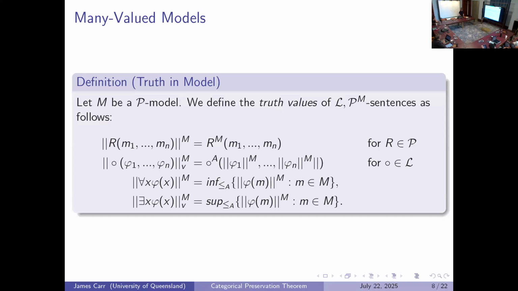And then we need to understand how we're interpreting the quantifiers, and the idea here is they're infimum and supremum. So the universal quantifier is an infimum over all the values taken, and then the existential quantifier is a supremum over all the values taken. Notably, if you stick in A as the two-element Boolean algebra and take the normal classical connectives, you have classical model theory back. So there's some sanity here.